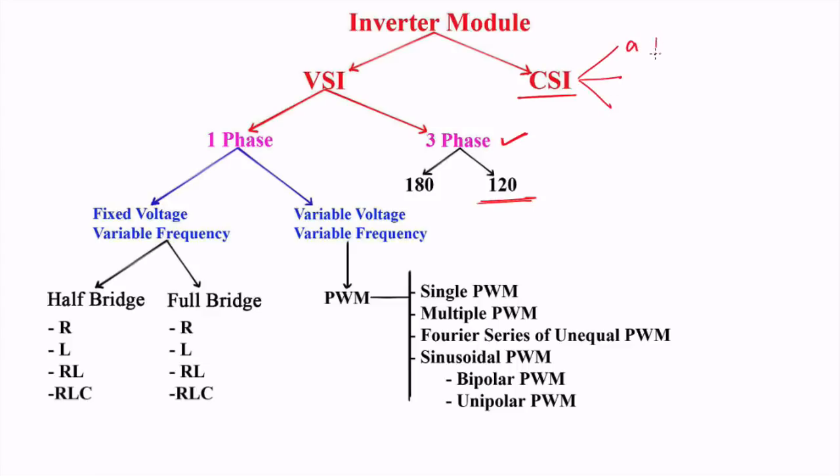So I divided the current source inverter in three parts. Part A contains only the resistive load. Part B contains only the capacitive load, that is the purely capacitive load, and part C will talk about the natural commutation or load commutation, means we will connect a resistive load and in parallel with the resistive load we attach one capacitor to provide a natural commutation, or you can say the load commutation. So let us understand the current source inverter including resistive load, that is the part A.